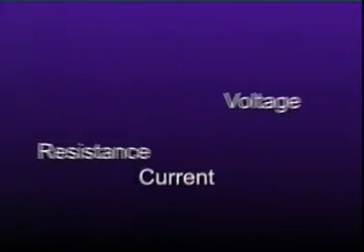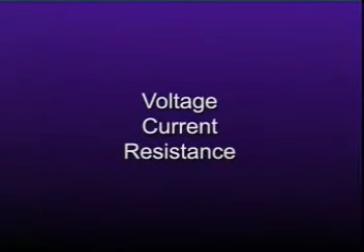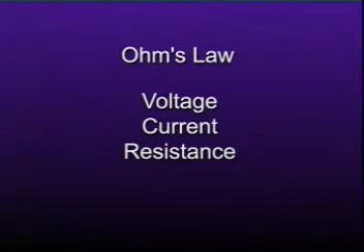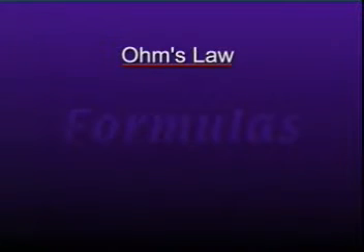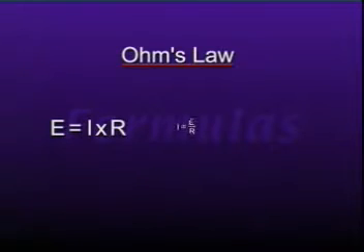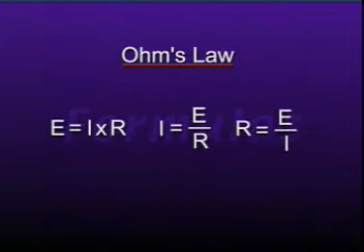Voltage, current, and resistance work together to control every electrical component we use. The mathematical relationship between these three factors is described in a formula known as Ohm's law. The formula can be stated in three ways. E equals I times R. I equals E over R. And R equals E over I.